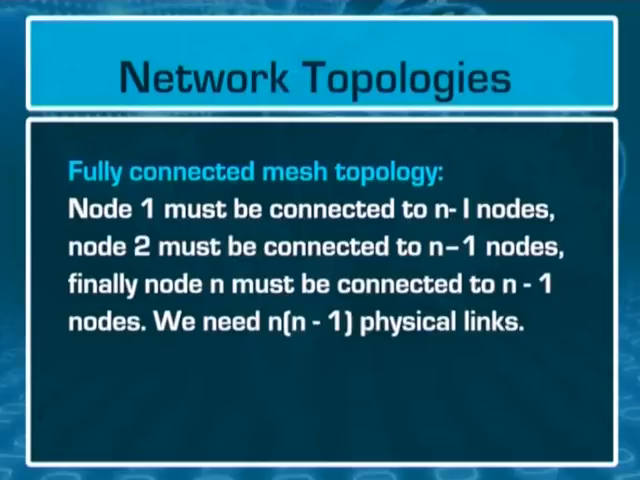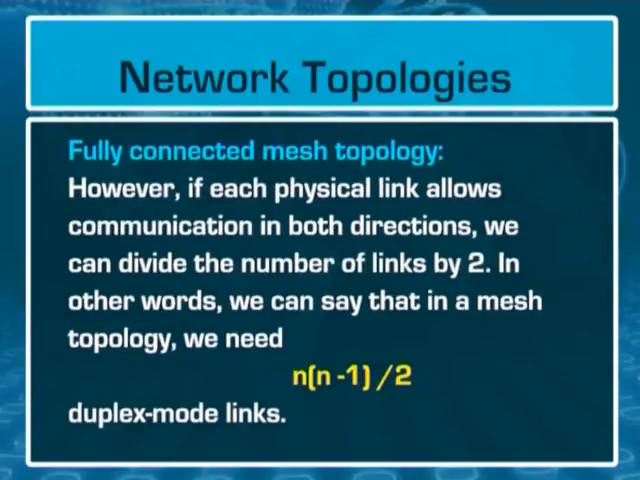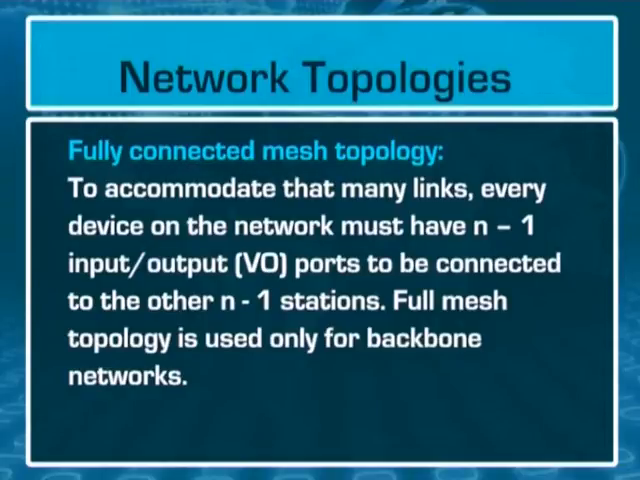So, we need n(n-1) physical links. However, if each physical link allows a communication in both directions, we can divide the number of links by 2. In other words, we can say that in a mesh topology, we need n(n-1)/2 duplex mode links. To accommodate that many links, every device on the network must have n-1 input output ports to be connected to the other n-1 stations. Full mesh topology is used only for backbone networks.